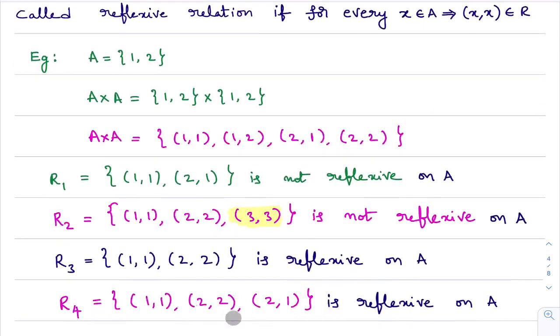See this example here. First of all, is it a relation on set A or not? You check it is a subset of A cross A or not. You take ordered pair 1 comma 1. It is there in A cross A? Yes, it is there. You take ordered pair 2 comma 2. It is there in A cross A? Yes, it is there. You take ordered pair 2 comma 1. It is there in A cross A? Yes, it is there. This is a relation on set A because it is a subset of A cross A.